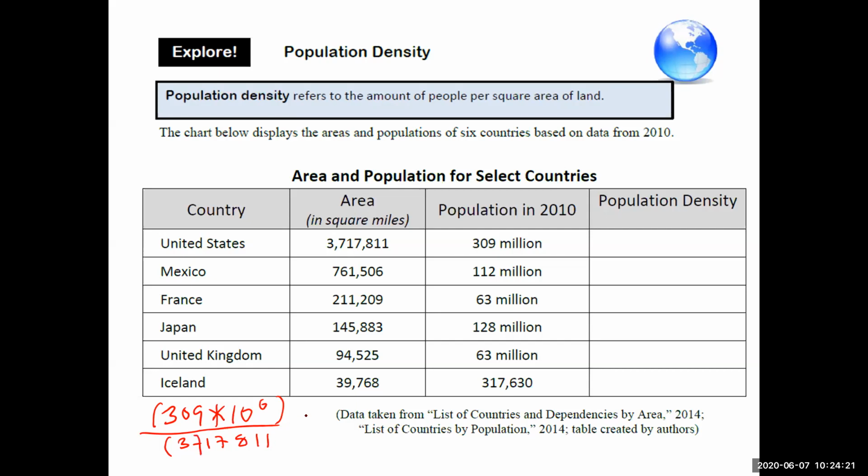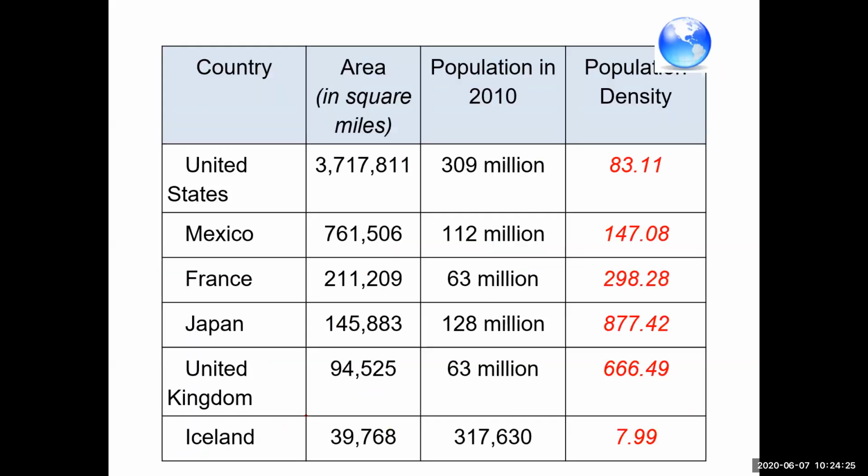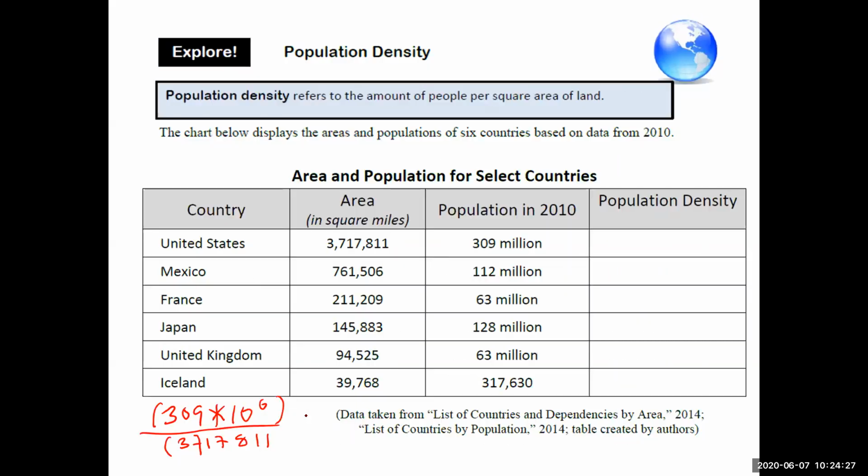3717811. Okay. And that will come out as that. Okay. So that is how you do it for the rest. So make sure for population density, you divide the population by the area.